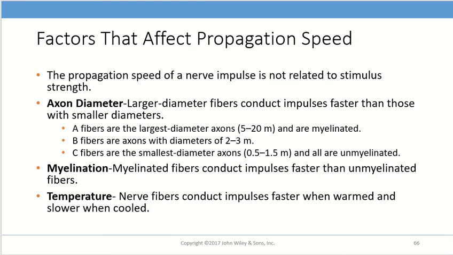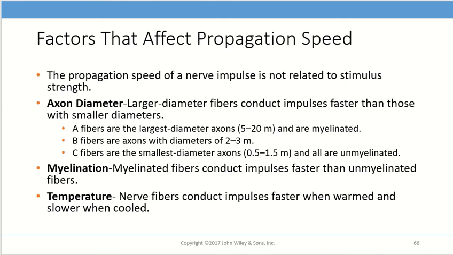There are going to be several factors that are going to affect the speed at which propagation can occur. The propagation speed of a nerve impulse is not going to be related to the stimulus strength, like what we would see in a graded potential. However, the axon diameter is going to impact propagation speed. A larger diameter fiber is going to conduct impulses faster than those with smaller diameters.